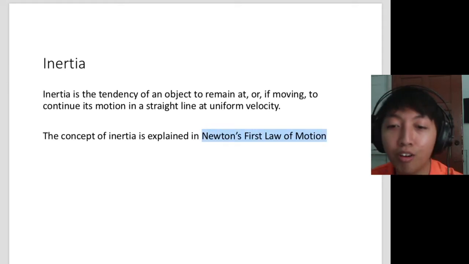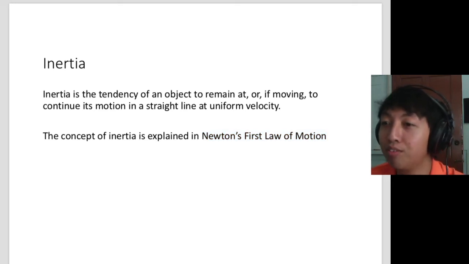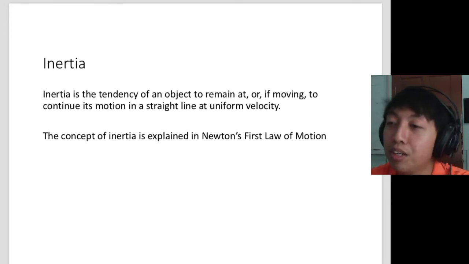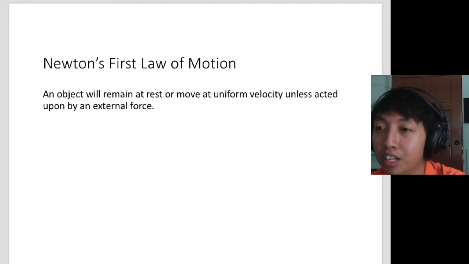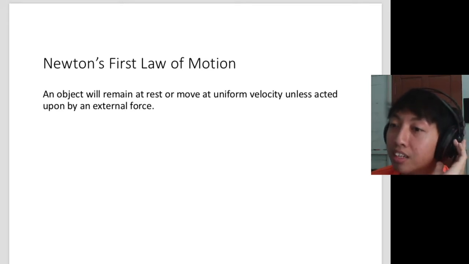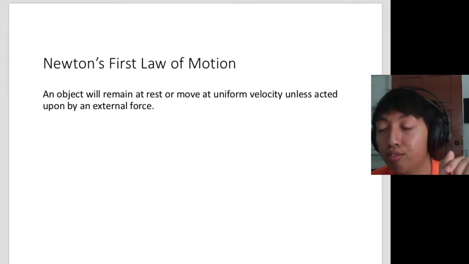So we go back to our old friend, Mr. Newton, Isaac Newton. The guy who is making all our lives more difficult in physics. Well, not really. It's very useful. But all these things exist because of what Isaac Newton did. So, this is how Newton wrote the law. An object will remain at rest or move at uniform velocity unless acted upon by an external force.